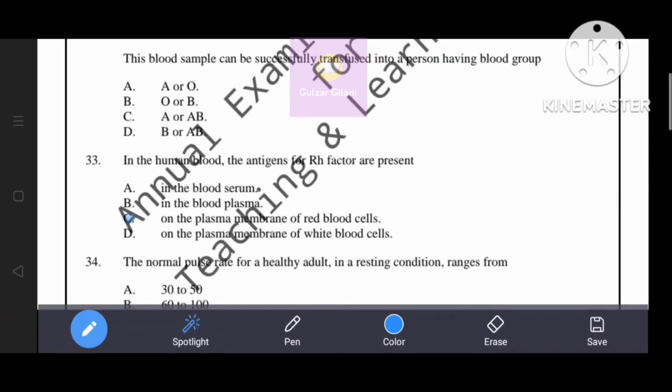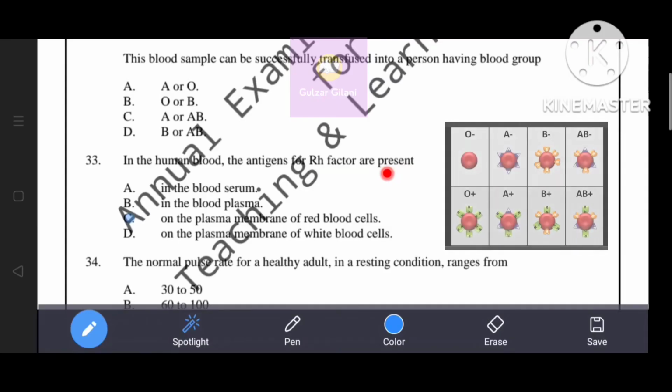Next question. In the human blood, the antigens for Rh factor are present... As you know, the antigens for Rh factor are present on the plasma membrane of red blood cells. That's why option C is the correct answer.